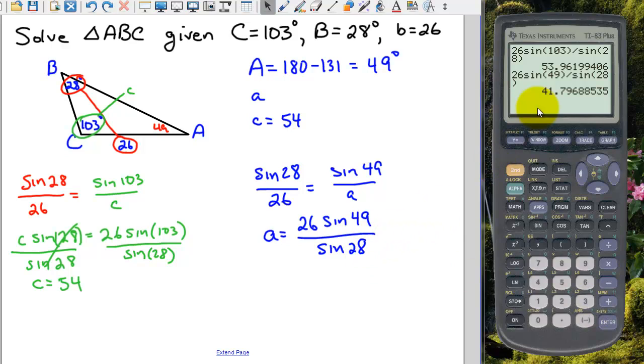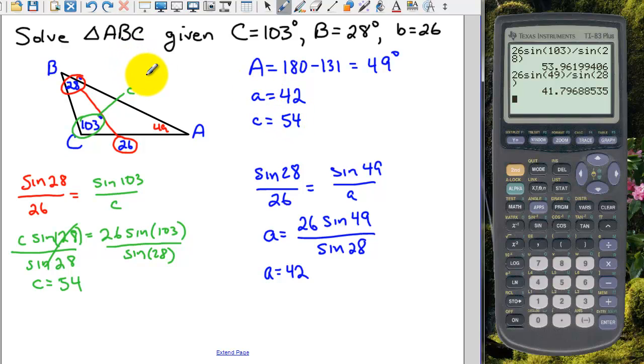And we get 41.8, or we could round that, since I rounded the other one to a whole number, to 42. So we have side A being 42, and we've solved our problem because we found all our information.